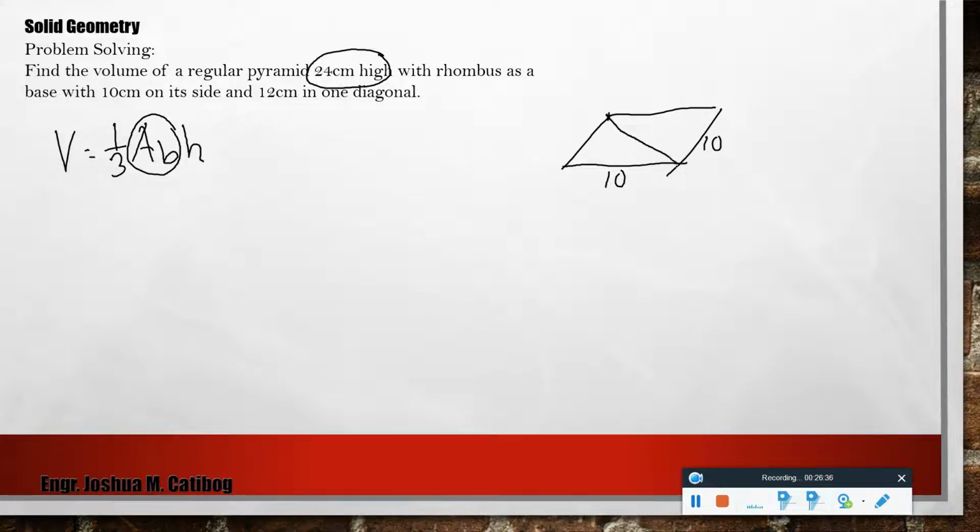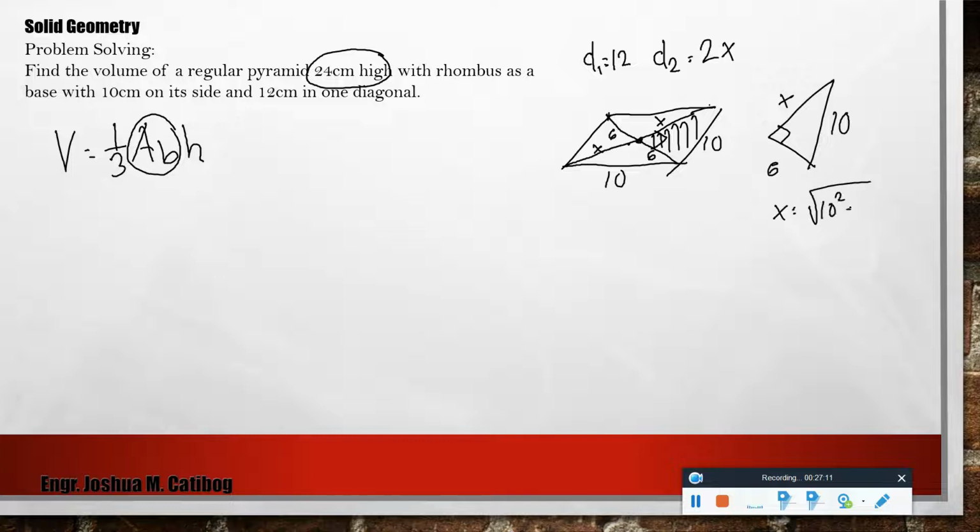So, if this is my one diagonal, let's say D1, it is 12 cm. So, our point of intersection here of our 2 diagonals. So, divide that 12 into 6 and 6. So, from here, let me put an x here, and an x here. Therefore, the whole here again is 2x. So, we know that in a rhombus, the diagonals bisect each other at 90 degrees. So, isolating this triangle, 10, 6, and x. This is this triangle. So, we have here, x is simply what? The square root of 10 squared minus 6 squared.